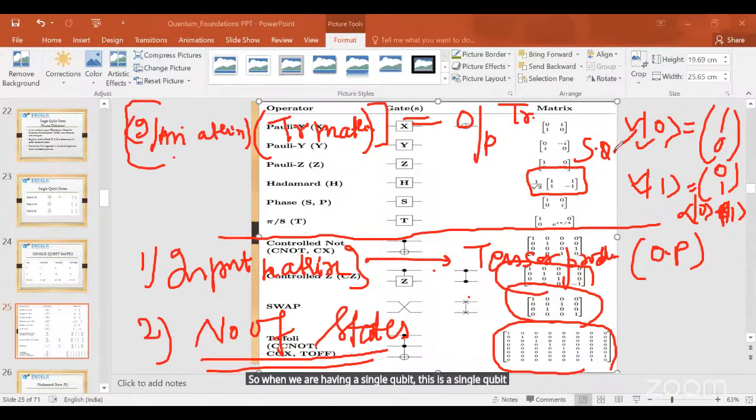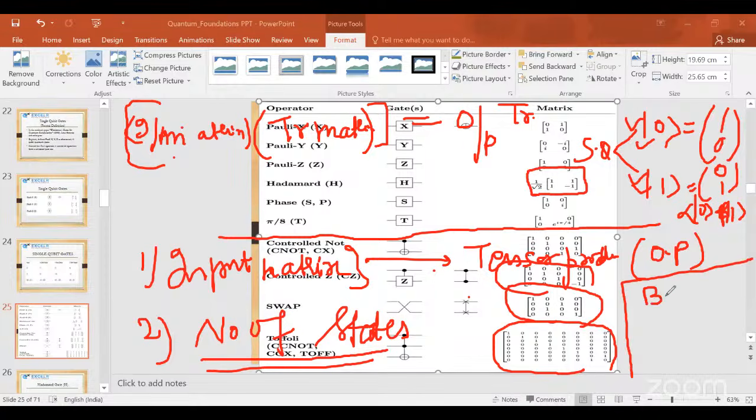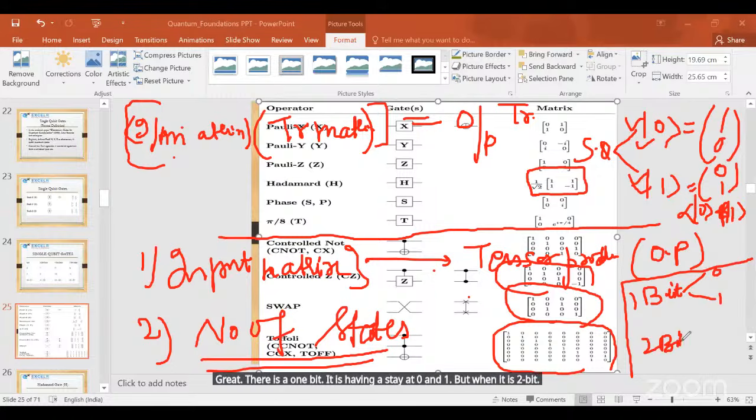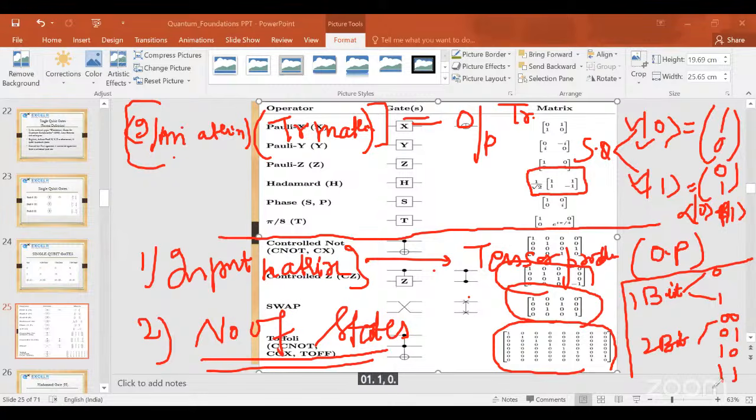The number of states, 0 and 1. In classical, when there is a 1 bit, it has states 0 and 1. But when it is 2 bits, it has the states 00, 01, 10, and 11. These 4 states we will have.